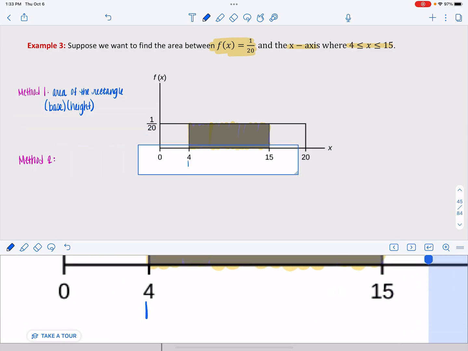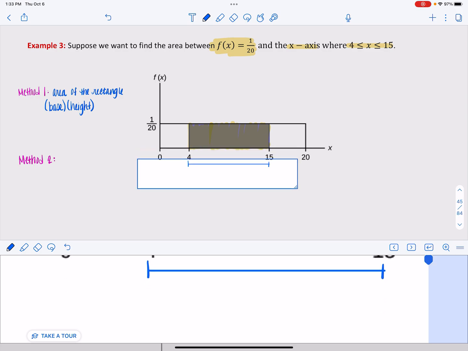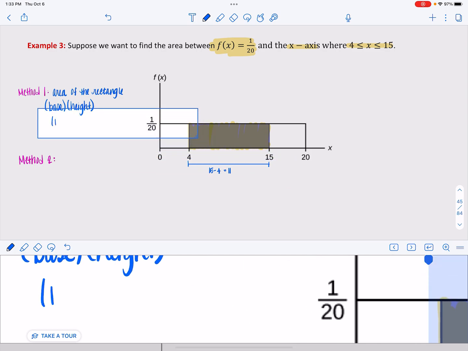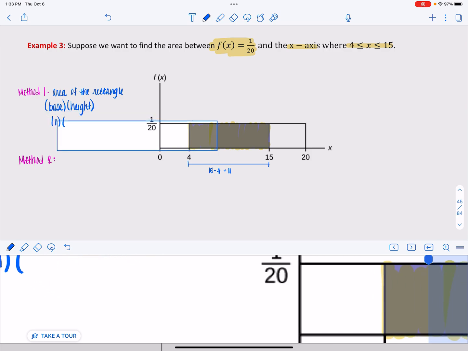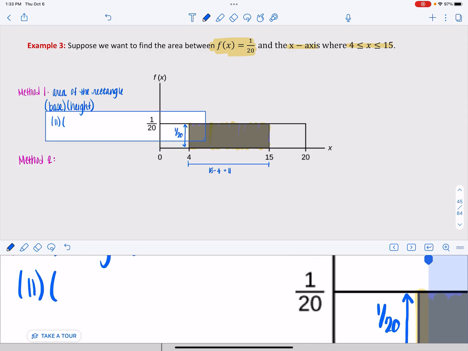The base of our rectangle is 15 minus 4. That's 11 for the length of our base. The height is, once again, 1 over 20. So when I multiply, I get 11 over 20. You can go put that in the calculator, and the area is 0.55.